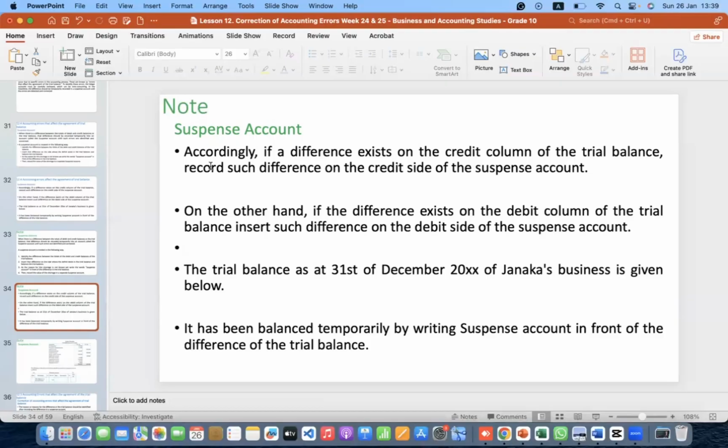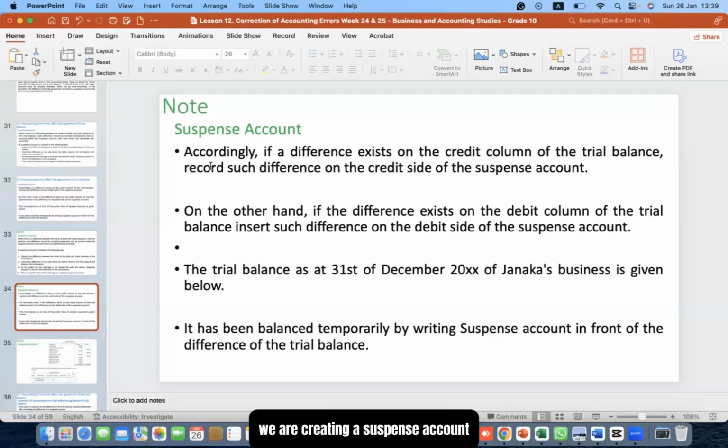Otherwise the trial balance won't tally. We are creating a suspense account and we are passing the entry.